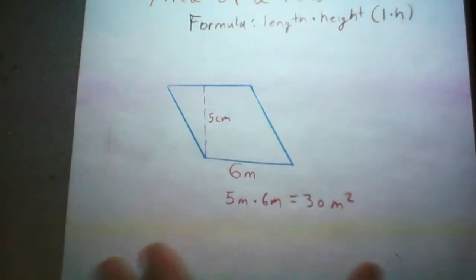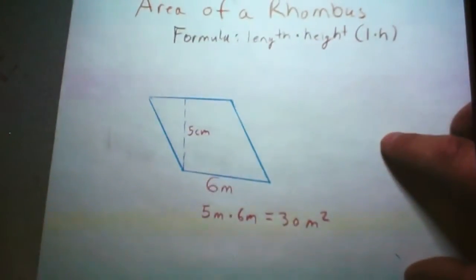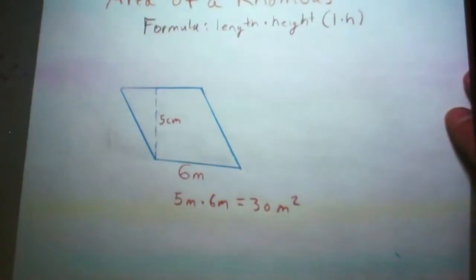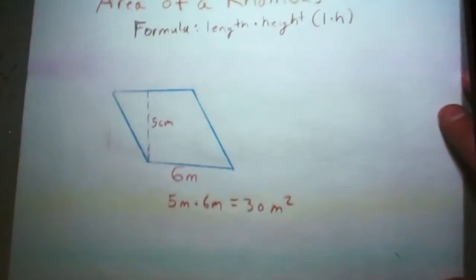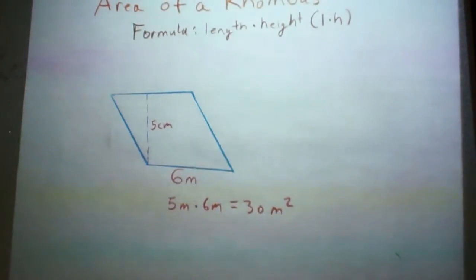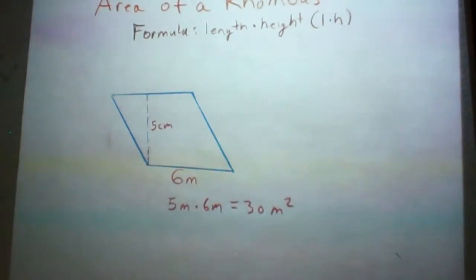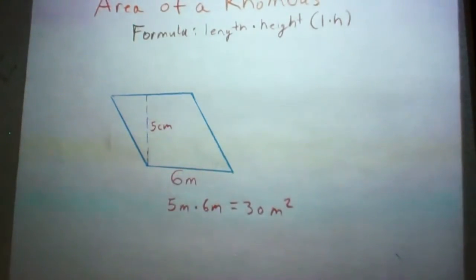Next shape is a rhombus, and with the rhombus, again, we're going to use length times height. Sometimes with the rhombus, we might not have a nice easy side length, so what we have to do is drop what's called a height down from one of the vertexes perpendicular to one of its opposing side lengths. So in this case, I have a side length of 6 and a height of 5, and so we multiply those together, and we get 30 meters squared.